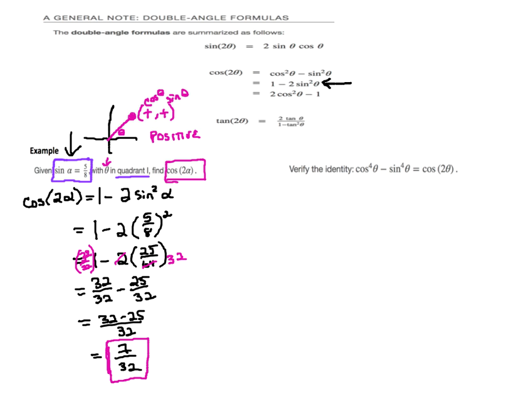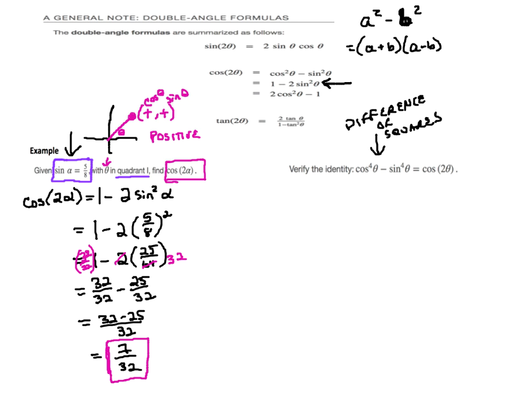Okay, so here we have cosine to the fourth power of theta minus sine to the fourth power of theta. Now, I say that this one's easier, but you gotta be clever with this one. You have to recognize that this right here is a difference of squares. And just as a quick factoring recap, whenever you have something squared minus something else squared, that always factors as a plus b times a minus b.